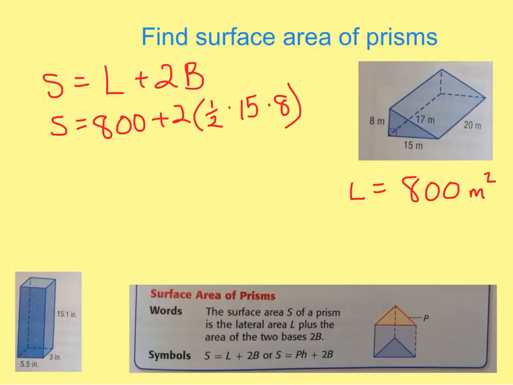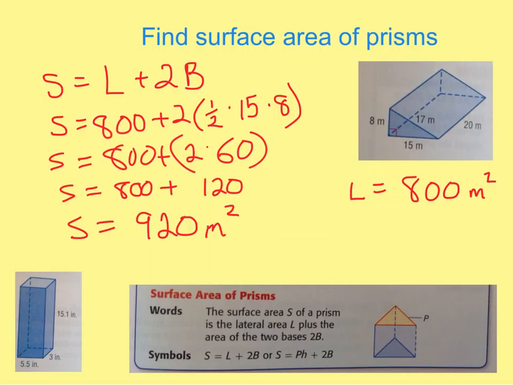So now, when I solve those out, I'm going to take a look, and I can mentally do this. 1/2 of 8 is 4, and 4 times 15 is 60, and then it's 2 times 60, which I'm going to do here, plus 800. And once I work that through, I end up with the surface area equals 920 meters squared.